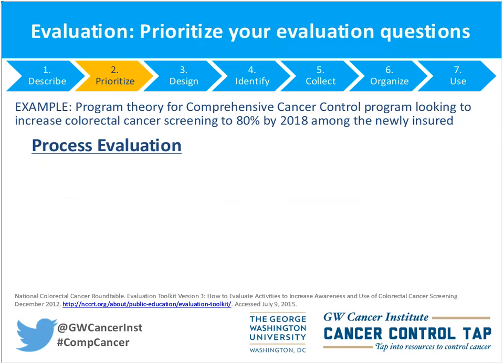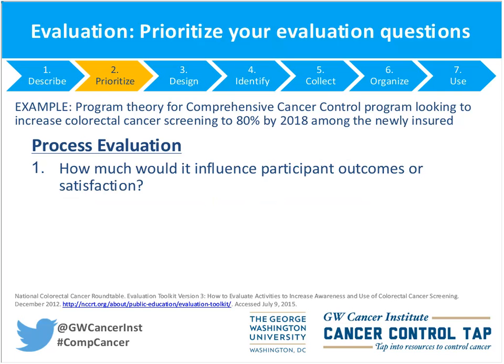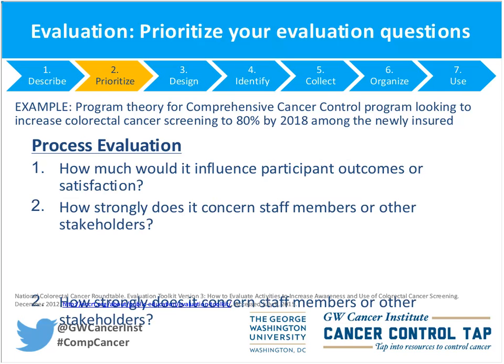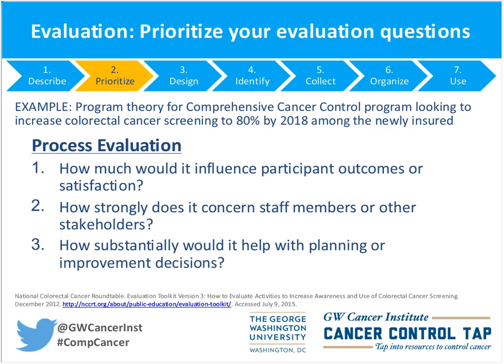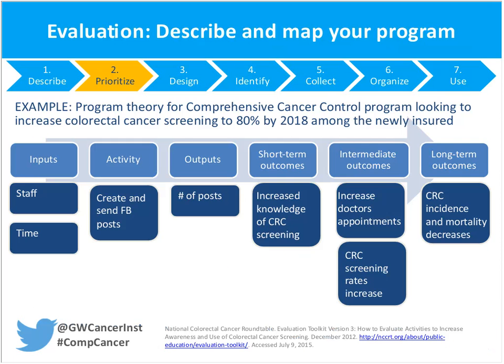To decide process outcome measures and what to prioritize within them, you can ask yourself, how much would it influence participant outcomes or satisfaction? How strongly does it concern staff members or other stakeholders? And how substantially would it help with planning or improvement decisions? So let's look at the logic model again to see what evaluation questions we should prioritize for our case study. In terms of outcome evaluation, increasing doctor's appointments and colorectal cancer screening rates would ultimately show the success of the campaign and may be a priority for funders, so we would definitely want to measure that.